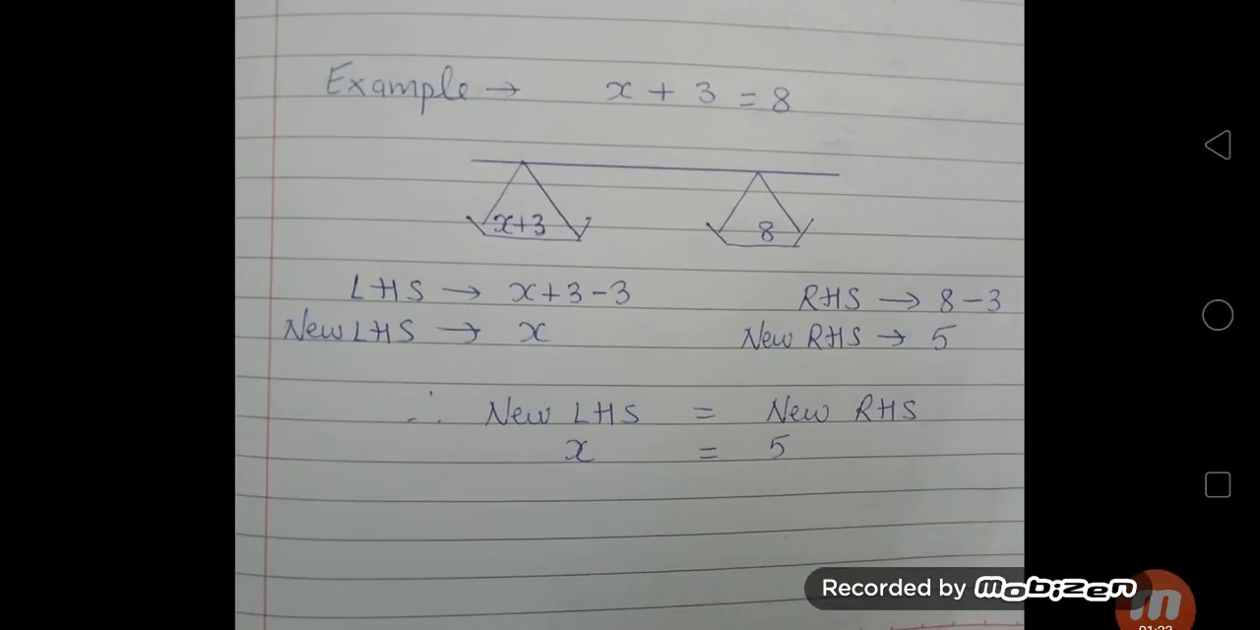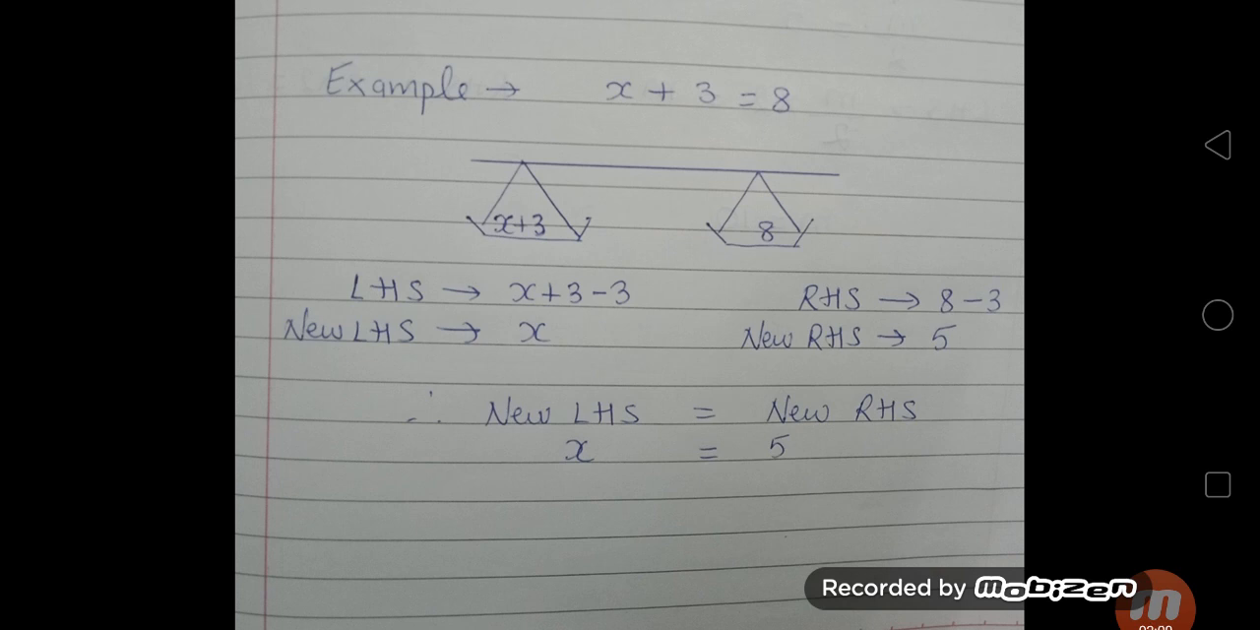Now first example is x plus 3 is equal to 8. This is the equation and you can see on the left hand side of the weighing balance I have written x plus 3 and on the right hand side I have written 8. Now, because I have to get the value of variable x, from the left hand side I will have to subtract 3 and a similar operation I will have to do on the right hand side. It means from the right hand side also I will have to subtract 3 so that the balance will not be disturbed.